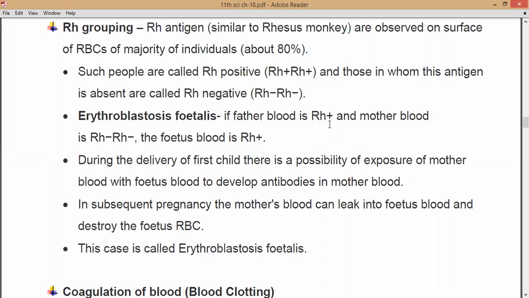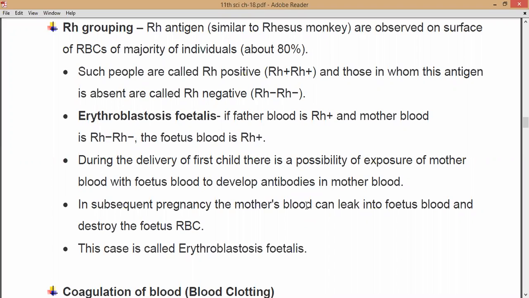So in the subsequent pregnancy, that is when again the mother goes for pregnancy, right, there can be a chance that the mother's antibodies can leak into the fetus blood and destroy the fetus RBC. So here what happens, in the second pregnancy, if the injection related to antibody development is not given after the first pregnancy, there are chances that the mother's blood already has antibodies against the Rh positive antigen. From the mother's blood, those antibodies are going to pass to the baby's body, and the fetus RBC is going to be destroyed.